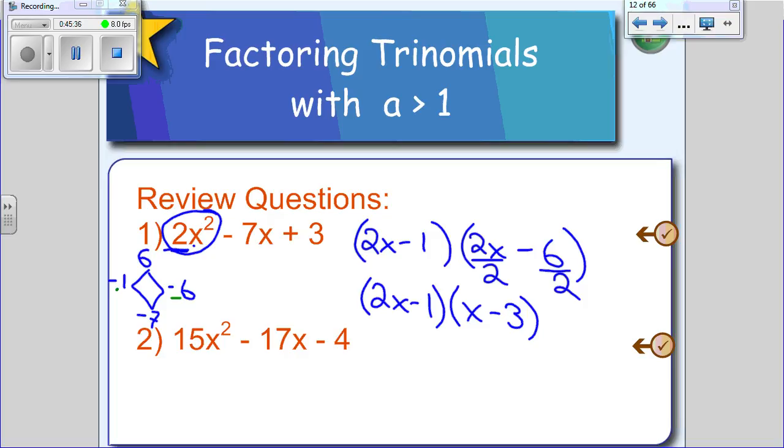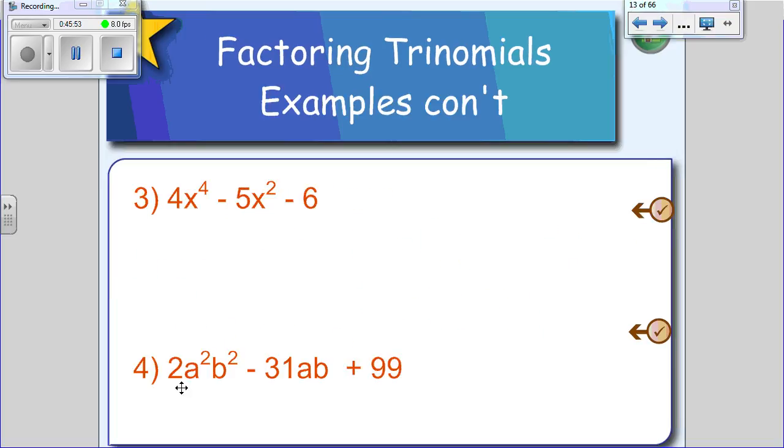Alright, number 2 we'll do together. So, I look at this thing. I check for a GCF. Please always check for your GCF. In this case, there isn't one. Nothing divides into 15, nothing divides into 17, and 4. Right? No number can go into all 3 of those.